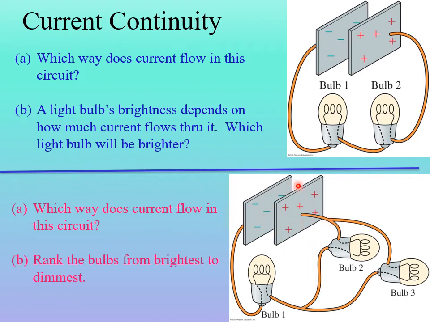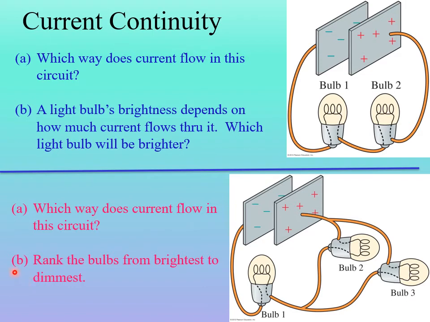Again, think of this as our battery up here. Now notice we've got 3 light bulbs, bulb 1, bulb 2 here, and bulb 3 here. Again, the first question is, which way does current flow in this circuit? So go ahead and pause the video, look at that diagram and trace out which direction current is going to flow. All right, current we know goes from the positive terminal to the negative. So the current is going to go from this positive terminal here through these bulbs and then through bulb 1, and it's going to return here to the negative terminal.